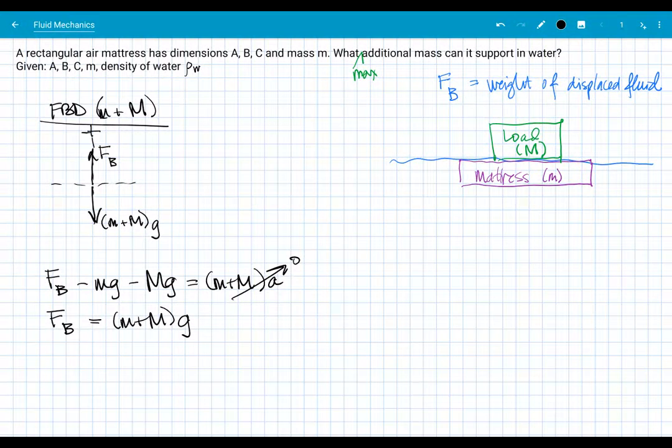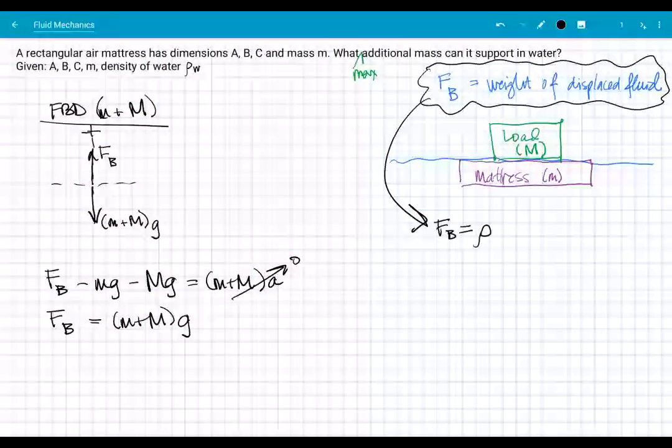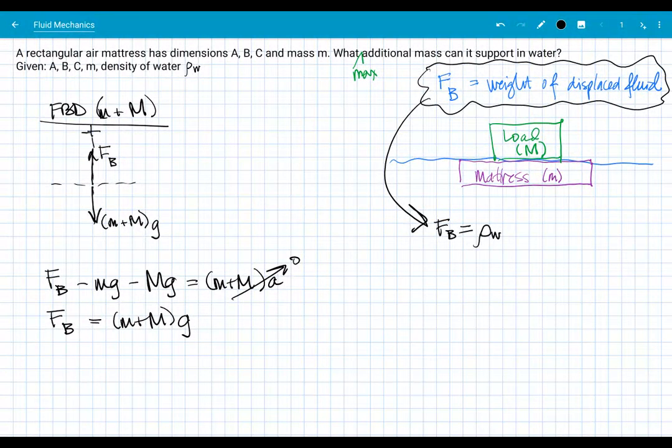This is where I now need to go over to Archimedes' principle, and I need to solve for the magnitude of buoyant force using Archimedes' principle, which tells me buoyant force is equal to the weight of the fluid I have displaced. For this case, buoyant force is equal to the weight of the water that the mattress displaces. Well, what's that going to be equal to? That's going to be equal to the mass of the water that it displaces. So the mass of the water is just going to be the density of the water multiplied by the volume of the water. The volume in this case is ABC.